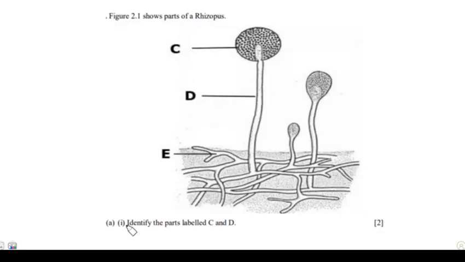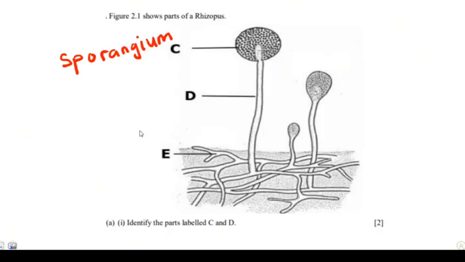So question A1. Identify the part labeled C and D. What is the name of the part labeled C? The name of the part labeled C is called the sporangium. So part C, we have said this is called the sporangium. You really need to know the correct spelling so that you can write it.